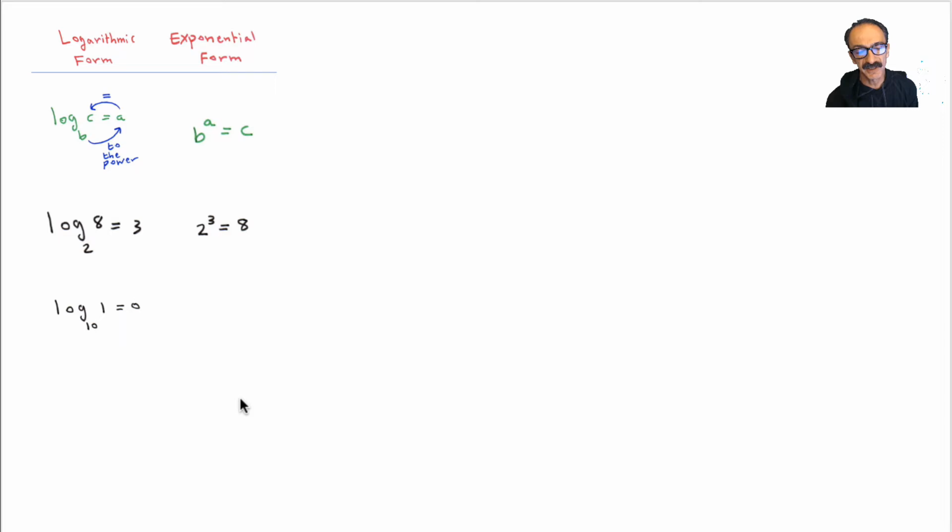Let's try another one. Log 1 base 10 equals 0. As an exponential form, it will read as 10 to the power 0 equals 1. Yes. One more. Log 9 base 3 equals 2. As an exponential, it's going to read 3 to the power 2 equals 9.